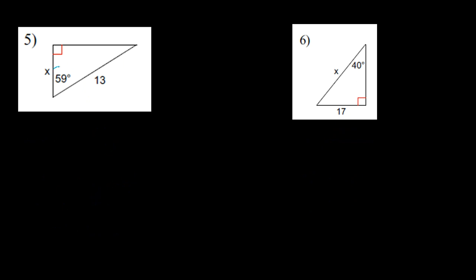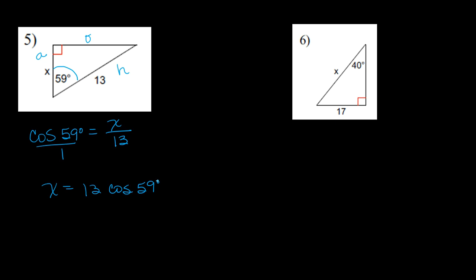Okay, so our reference angle for number 5 is 59. This is opposite, this is adjacent, and this is the hypotenuse. So again, we're using adjacent and hypotenuse, so that's cosine. So the cosine of 59 degrees is equivalent to adjacent over hypotenuse. Cross multiply. And in our calculator, we get about 6.695, so that's going to be about 6.7.